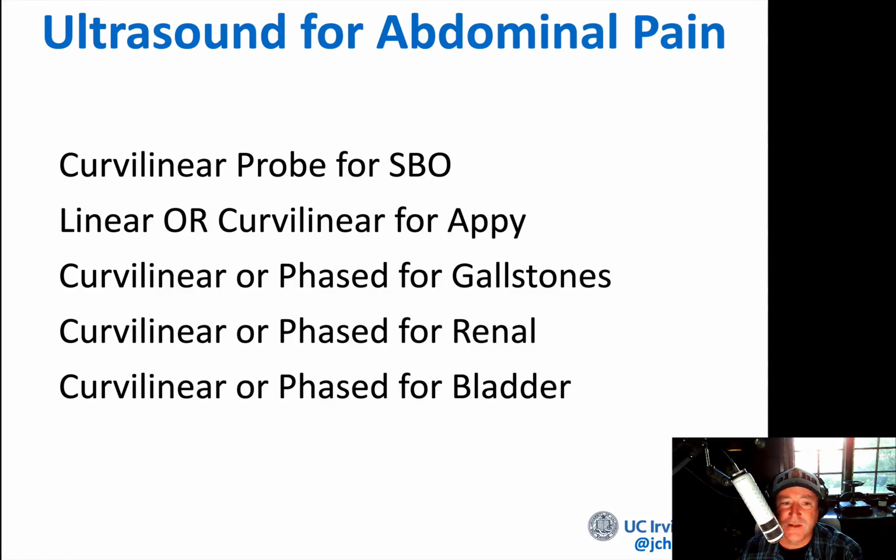But that's basically it. We're looking at the curvilinear probe when you're looking for small bowel obstructions. I think that's probably the best probe to use. Linear or curvilinear when you're looking for appendicitis. I usually start with linear unless the patient's pretty big. And then curvilinear or phased array looking for gallstones. Same for kidney and same for bladder.